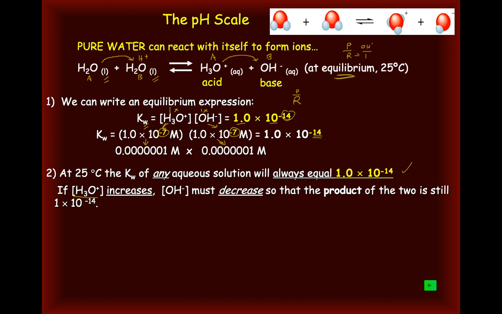If this was 9, this would have to be 5. If this was 3, this would have to be 11, and so on. The key is you have to lock in at that minus 14 number. So for example, let's just say my acid concentration was 10 to the minus 3.